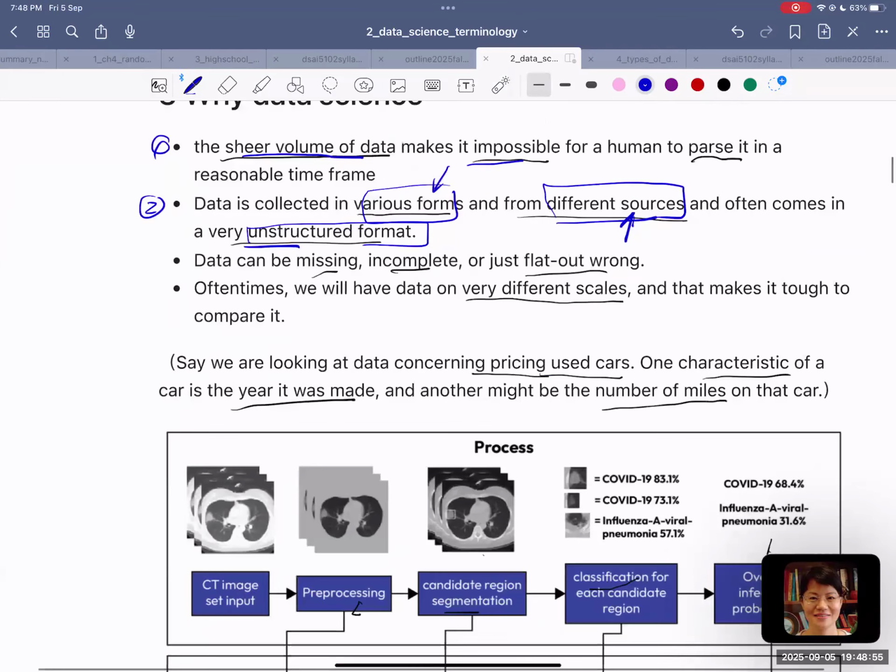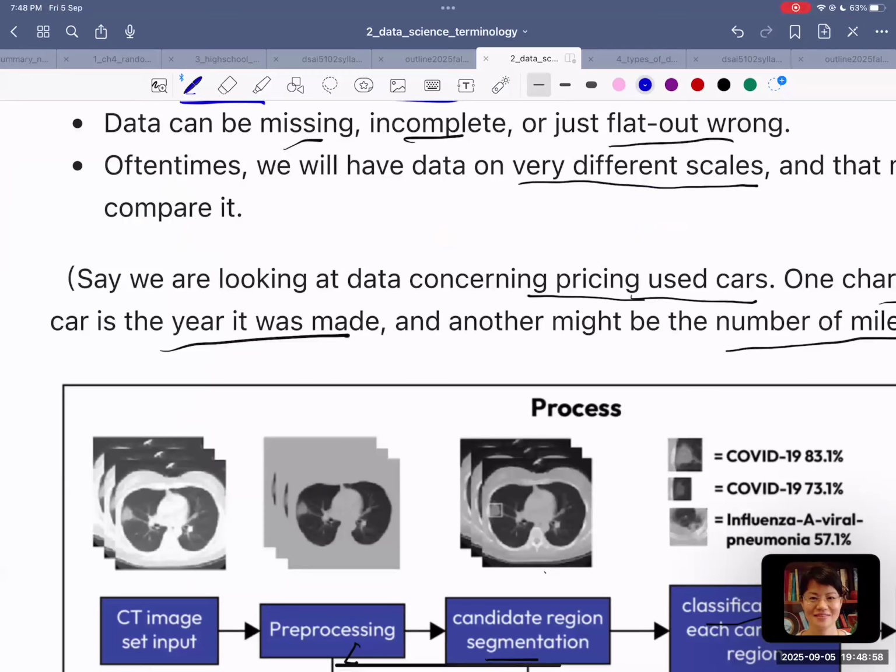Next one, data can be missing, incomplete, or just flat out wrong. Here we need a lot of techniques. For example, for missing data, you may consider imputation. Usually people use the mean or regression to impute, right? But for incomplete data, there might be many ways. If you learned something about survival analysis, you know right truncation, left truncation, right, or right censoring. So here you need some techniques. For example, can some Bayesian method work?